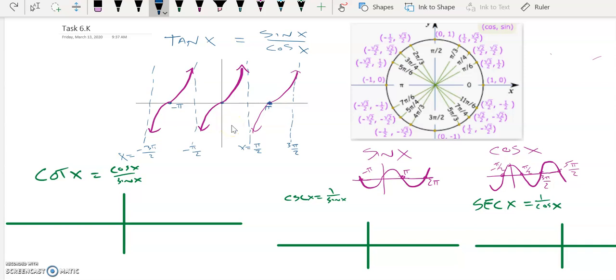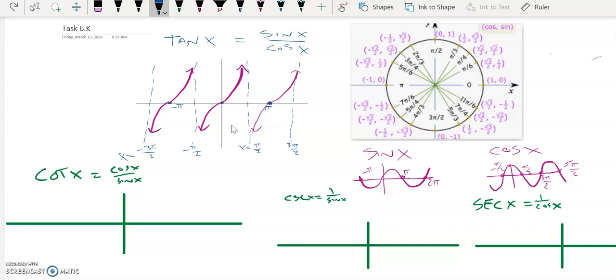Hello, I'm going to try to teach you how to do cotangent x and then cosecant x and secant x. As you can see, we have a lot of things going on the board, but I wanted you to have a quick reference. So tan x, remember, is sine x divided by cosine x. Since you're dividing by cosine x, whenever cosine x is 0, we're going to have asymptotes.